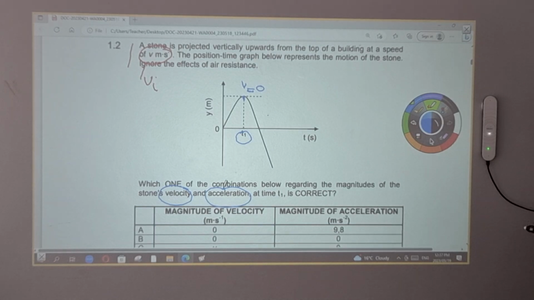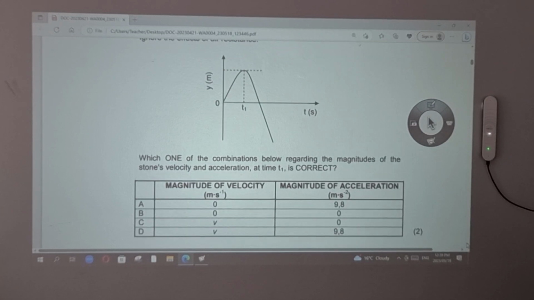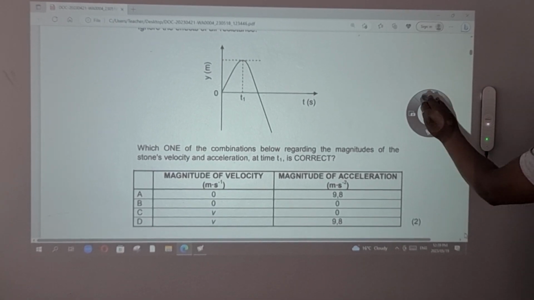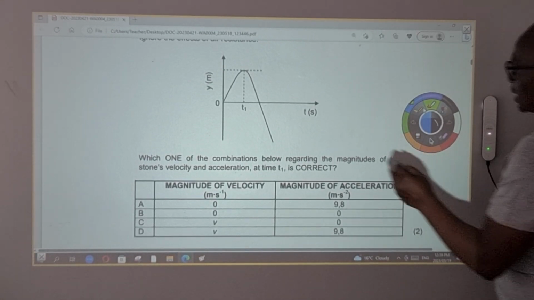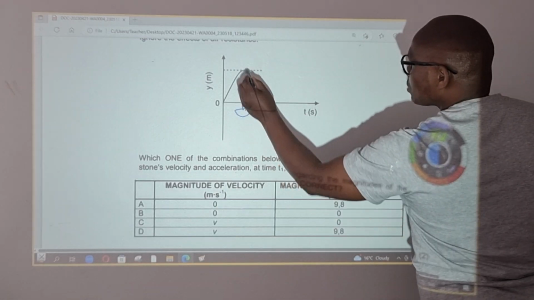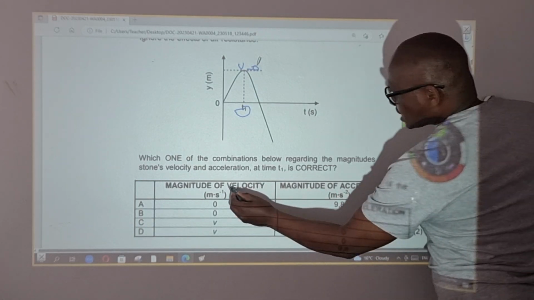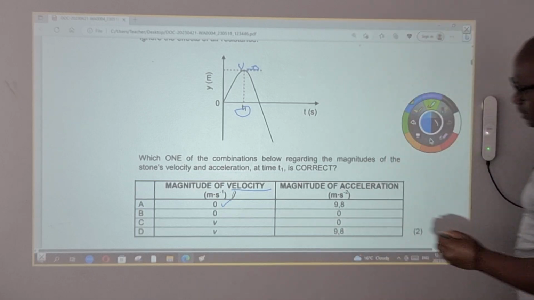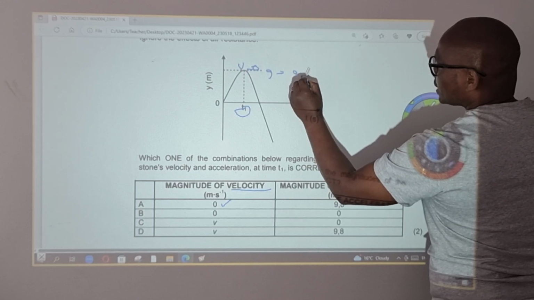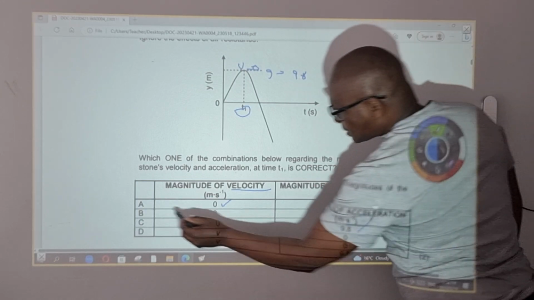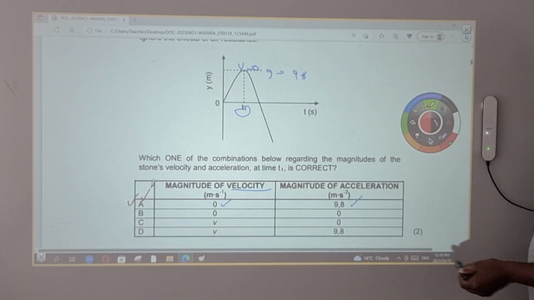Now let us look at this particular table. When we are looking at this table, we look at the options that are there. When you see option A, because we are dealing with time t where v is equal to 0, we know that the velocity must be equal to 0. So A can be correct, and also at this particular point we know g is always 9.8, so this is correct. It seems like A will be our correct answer here, but let us look at B.